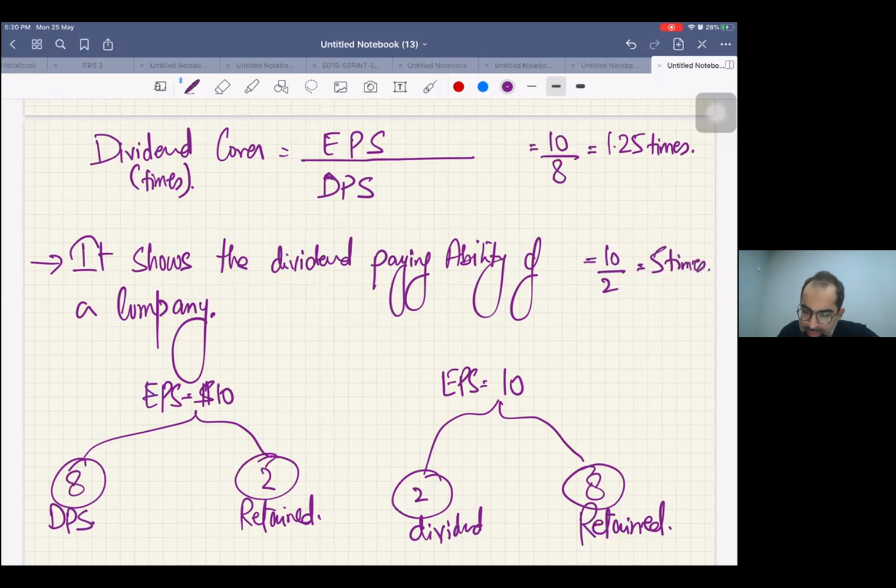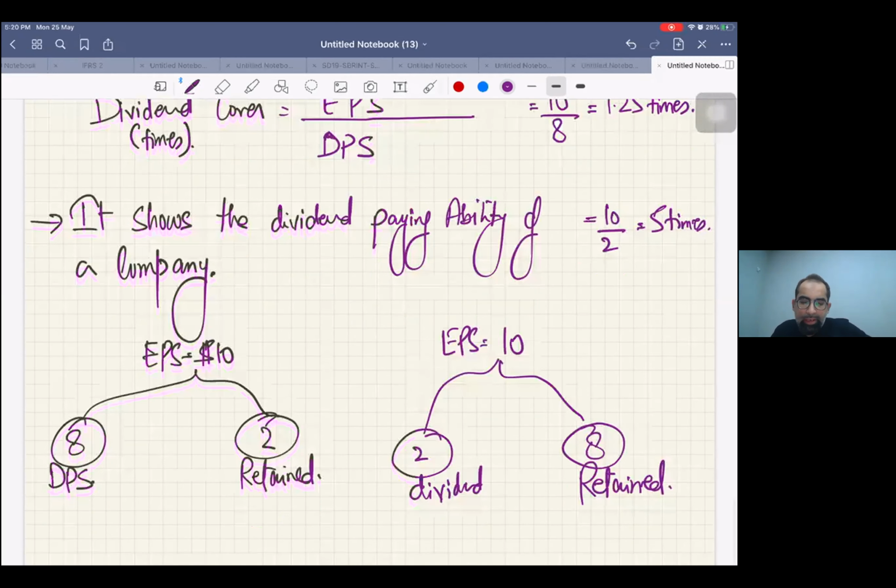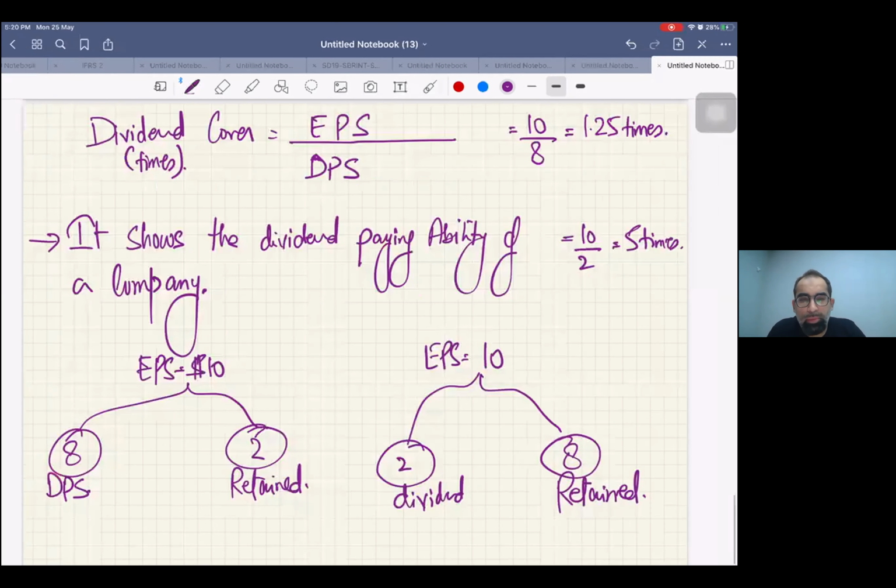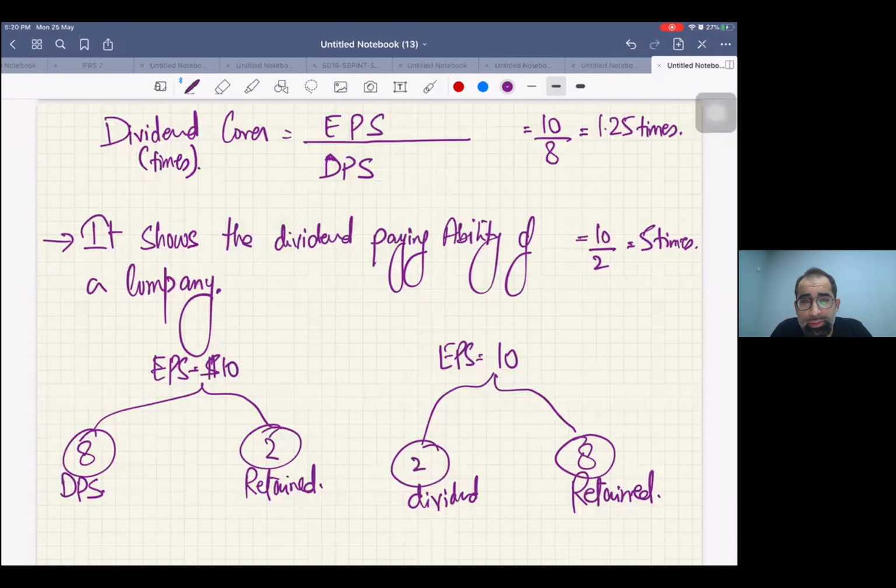Okay, look at here. Dividend cover. The formula of dividend cover is EPS, that is earning per share, divided by dividend per share. Earning per share divided by dividend per share. Okay, the answer comes in times. What does dividend cover show? Look at the words. It shows the dividend paying ability of a company. It shows how much dividend the company can pay, and whether the dividends are real or fake. This ratio will also indicate this issue.